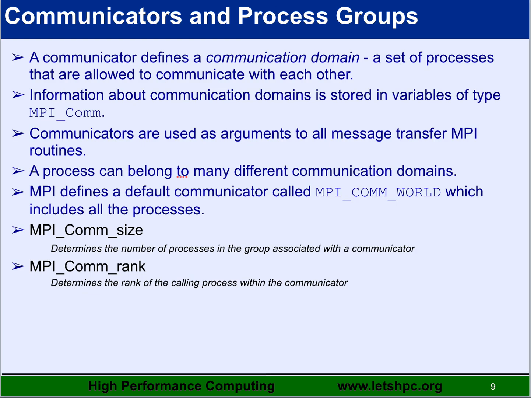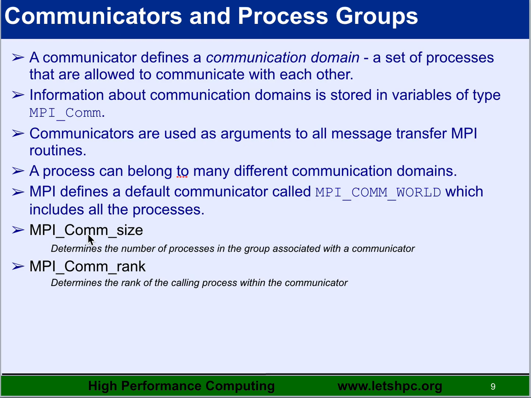Now, information about communication domains is stored in variables of type MPI comm. Whenever you write MPI comm, you can get several pieces of information related to this communication domain. What is the size of that communication domain?